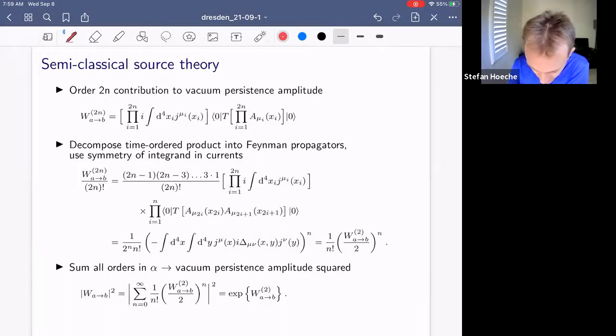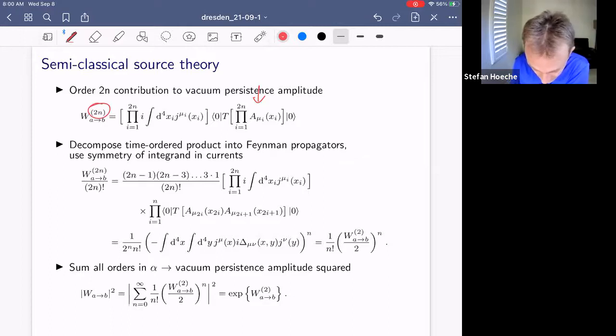So we already realized that the first order contribution to the vacuum persistence amplitude is 0. And that was because we had only a single gauge field sandwiched between the vacuum states, and we have nothing to contract it with. The same is true for any odd order. It will also vanish, because for an odd number of gauge fields, I always have one gauge field left that I cannot contract with anything. So only even contributions will contribute to the all orders vacuum persistence amplitude.